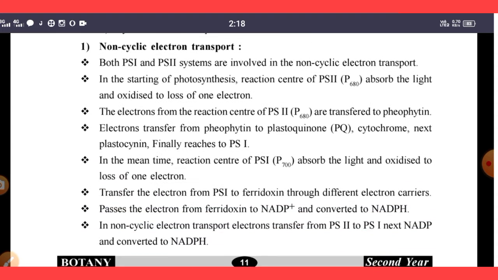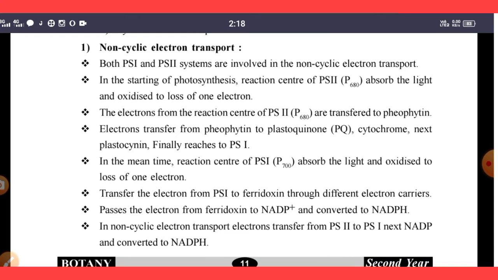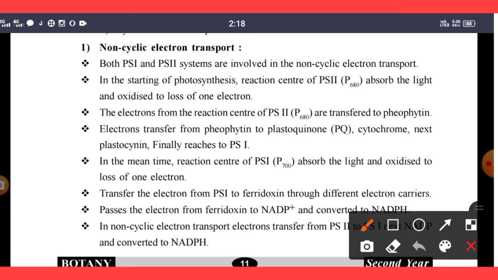Now let us discuss non-cyclic transport. In non-cyclic electron transport, both photosystem 1 and photosystem 2 are involved. At the start of photosynthesis, the reaction center PS2, which is P680 nanometers, absorbs the light and is oxidized with loss of one electron.